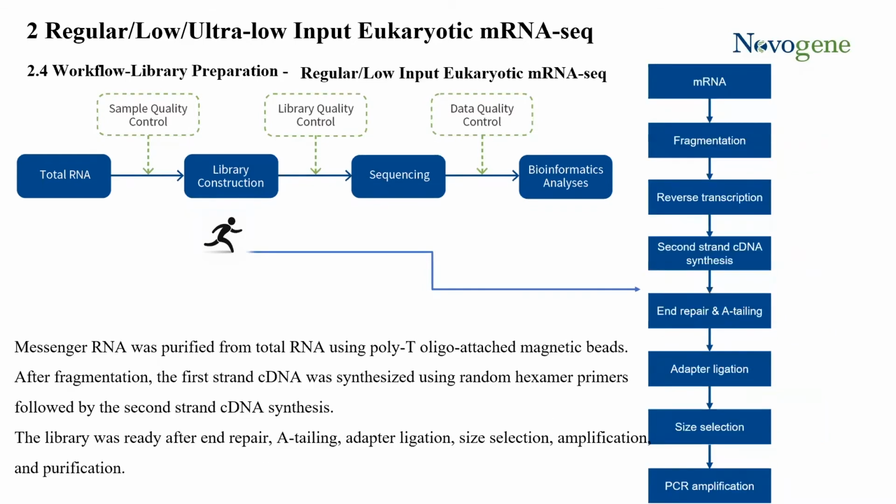On the other hand, for regular and low input mRNA sequencing, messenger RNA is purified from the total RNA that we received from you, using poly-T oligo-attached magnetic beads. Once we have only mRNA, it is fragmented, the first strand of cDNA is synthesized using random hexamer primers, followed by second strand cDNA synthesis. After that, it is end repaired, A-tailed, adapter ligated, size selected, amplified, and purified. The library is ready for sequencing. Again, just keep in mind that the library construction is the only difference in the pipeline between regular, low, and ultra-low input.